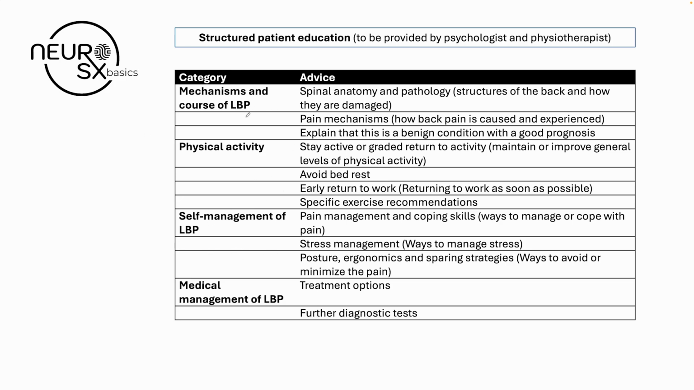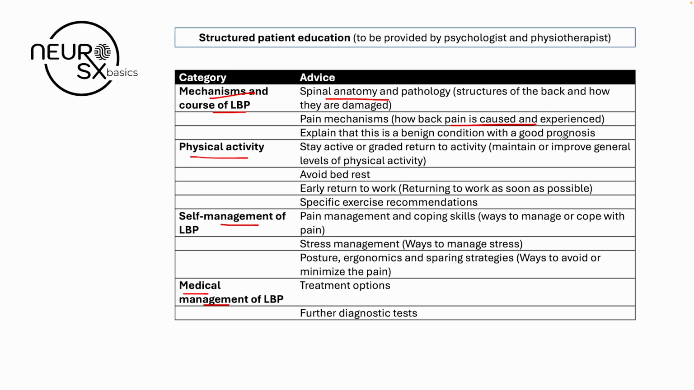The categories are mechanisms and course of low back pain. Basically, the first thing is you're trying to tell them why the low back pain has developed. The next category would be what they should do about physical activity. Third would be how they can manage the low back pain themselves. And fourth would be what can be done for the medical management of low back pain. So in the first category, mechanisms and course of low back pain, we would give them a basic primer on how spine anatomy and pathology work, what the structures of the back are, how they were damaged, and how back pain has been caused and experienced. The basic idea is that we want them to understand that this is a benign condition and has a good prognosis.